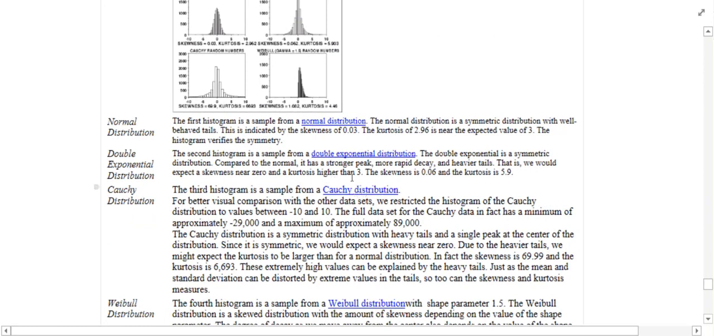And then the third one is from a Cauchy distribution, which we talked about briefly but didn't really get into. In this case, they limited the values from -10 to 10. Again, these are random numbers that we're generating here. The Cauchy is a symmetric distribution with heavy tails and a single peak at the center of the distribution. You would expect a skewness near 0. With heavier tails, you'd expect the kurtosis to be larger than for a normal distribution, and that's what you would anticipate here.